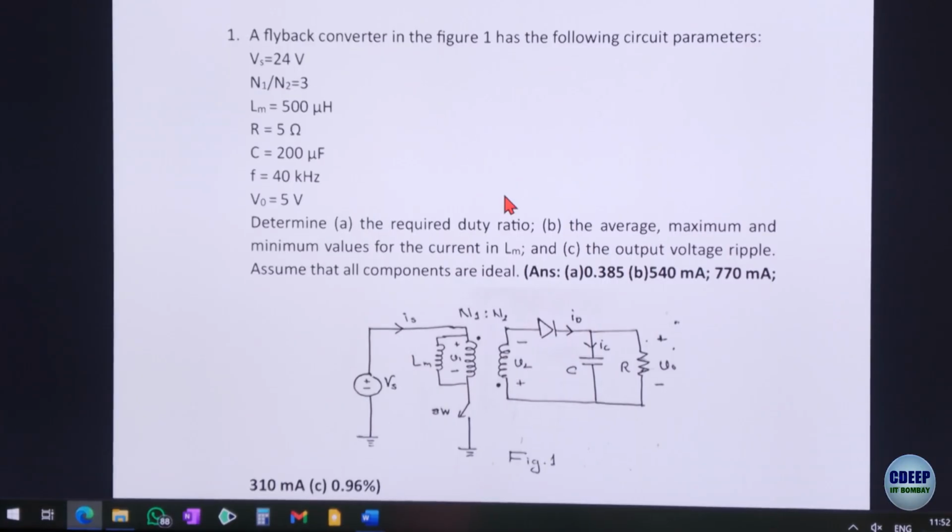How will you find the duty cycle for this circuit? Formula for? The only problem is that first you should check whether it's CCM or not. So can you guys check if it's CCM?